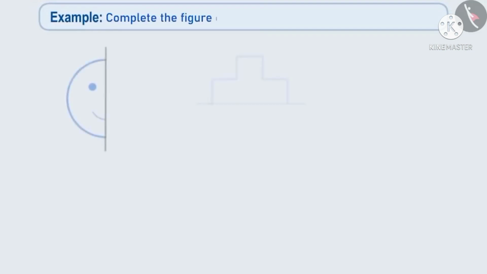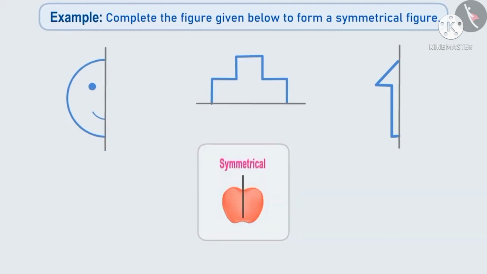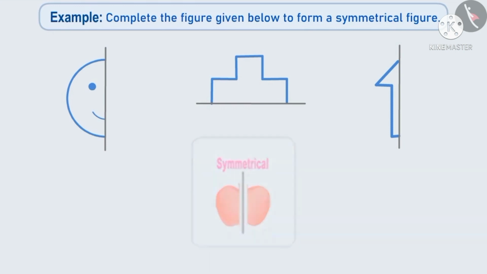Next example, complete the figure given below to form a symmetrical figure. Two parts of symmetrical figures can be made which are reflections of or exactly identical to each other. Let's complete the given figures following this concept.